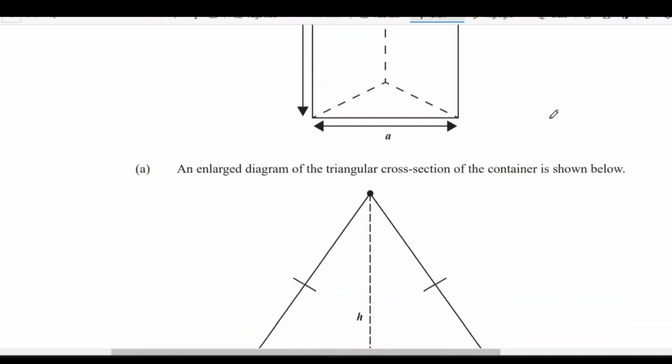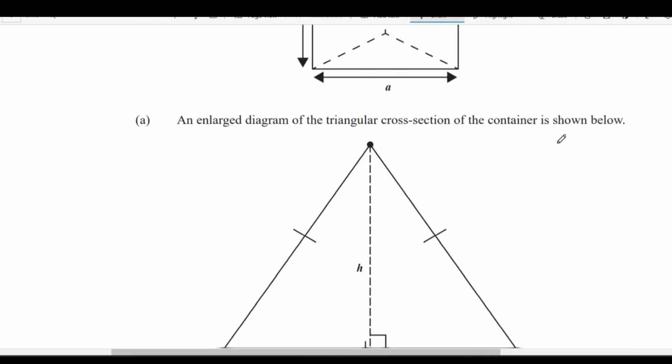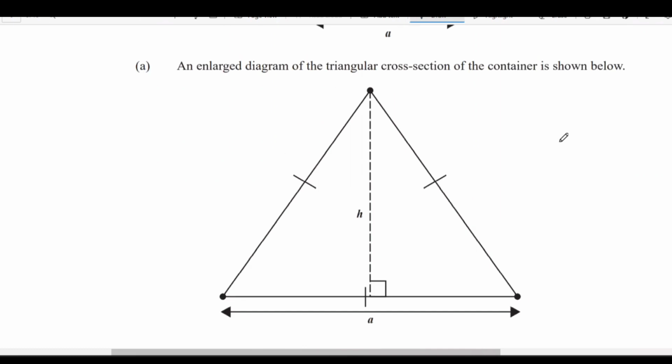All right, let's look further. It says an enlarged diagram of the triangular cross-section of the container is shown. So there it is. We want to make note that this is A as well as this is A, even though they did not say it again, but we were already told. So we want to remember that that is A, that is A, and that is A, because it's an equilateral triangle.